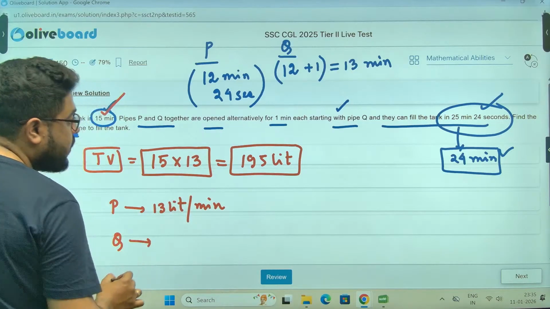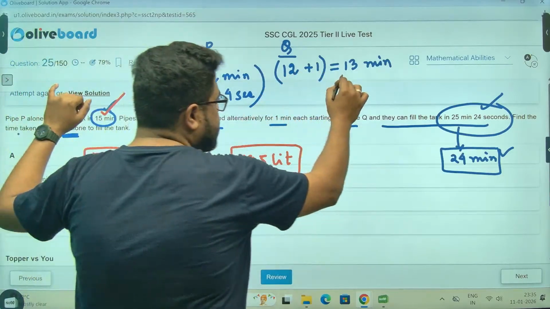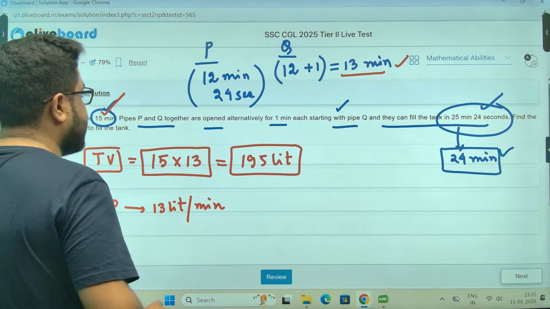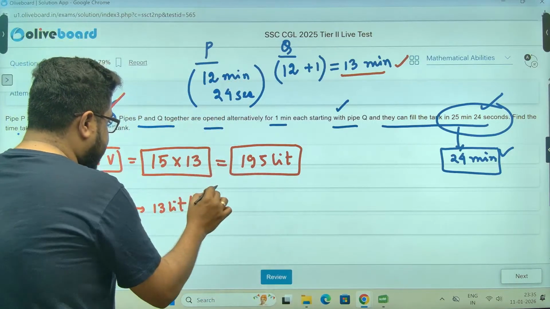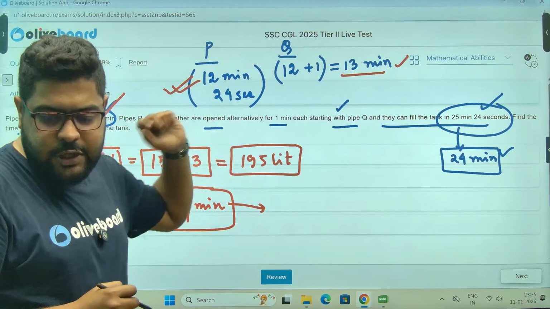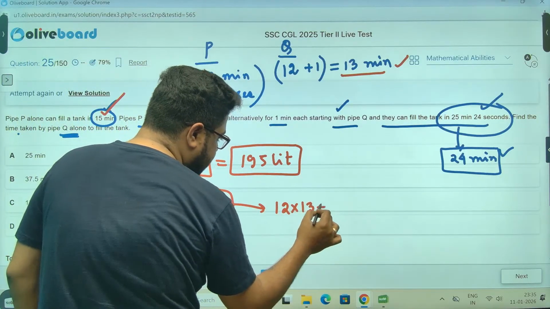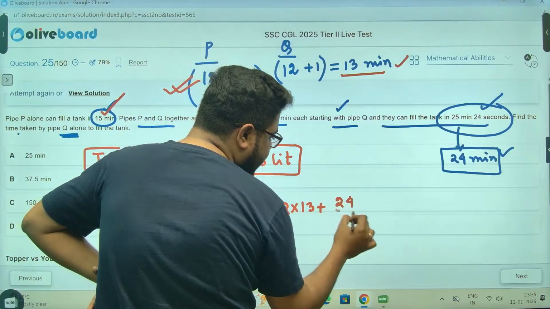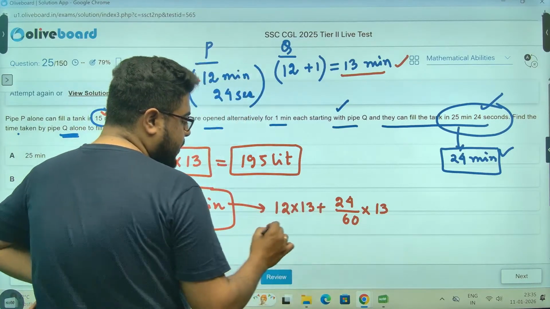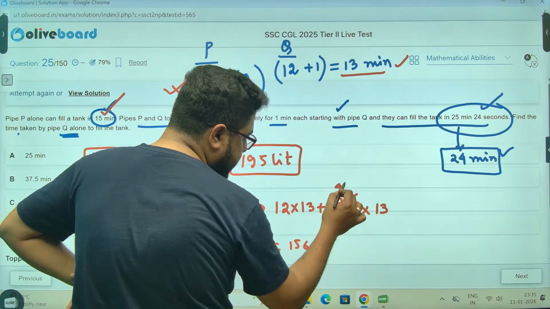And Q will be, sir, one second. I don't know the efficiency of Q. Q was opened for these many minutes, but again, I don't know the efficiency of Q. Okay, now let's start. So if P can fill in this flow in 12 minutes and 24 seconds, how much water will P fill, sir? In 12 minutes, P will fill 12 into 13 plus in 24 seconds, meaning 24 by 60 minutes into 13 liters a minute. So 12 into 13, 144, 156 plus 6, 4, 6 tens.